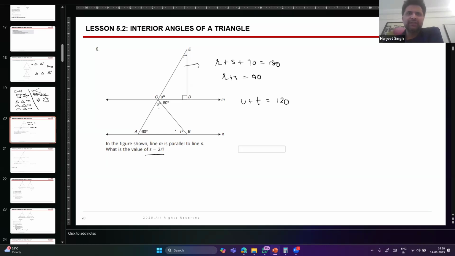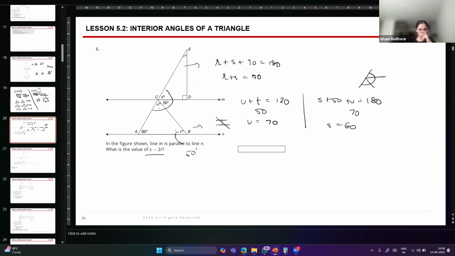Can I also say what is the angle T here? Should be 50, right? Because of this setup, this angle is equal to this. So T is 50, which means we know what U is: 70. If we have U, we know what S should be. S plus 50 plus U should be equal to 180. But U is 70, so S is 60, correct?